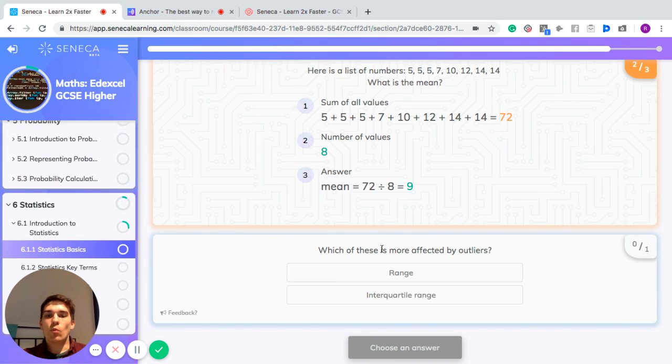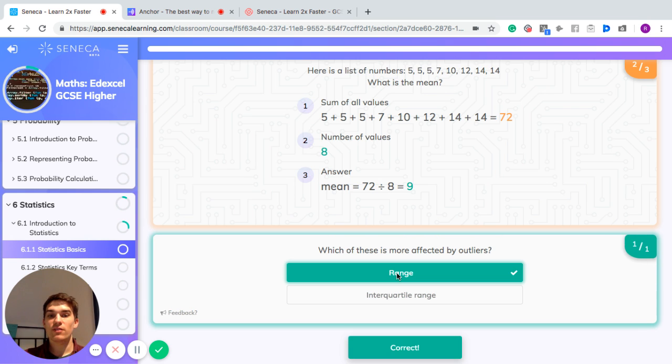Now to recap, which of the following is more affected by outliers? Is it the range or the interquartile range? Well, if you remember, the interquartile range only takes the range between Q1 and Q3, that's at 25% through the data and 75% through the data. And the range takes the full difference between the smallest value and the largest value, so that one will be affected by outliers.